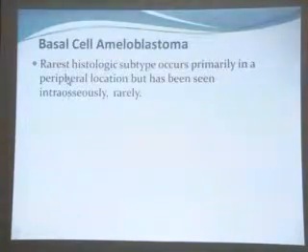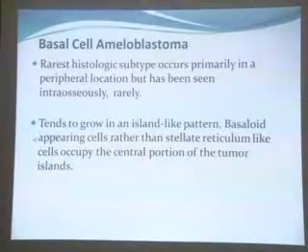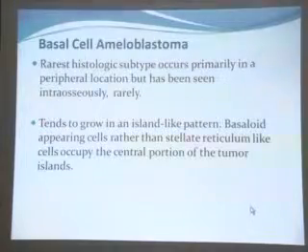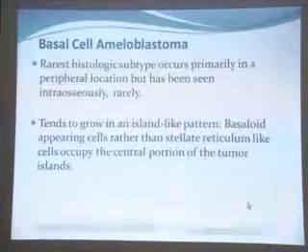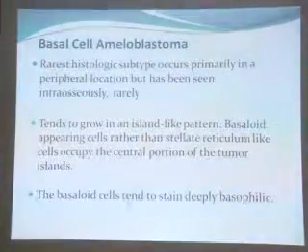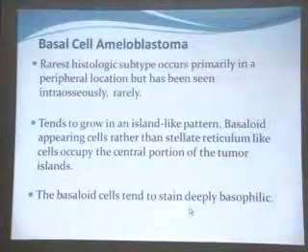Compared to all the histopathological variants, it is considered the rarest histologic subtype, which occurs primarily in a peripheral location, but sometimes it can be seen intraosseously also. Then how is the pattern? It tends to grow in an island-like pattern. Basaloid-appearing cells are there rather than the stellate reticulum-like cells. And as they are basaloid cells, the staining characteristic is very deeply basophilic.